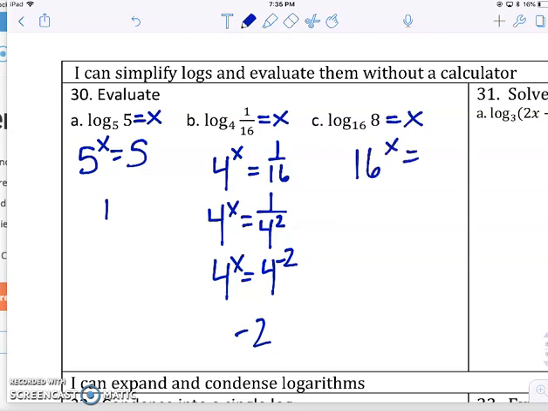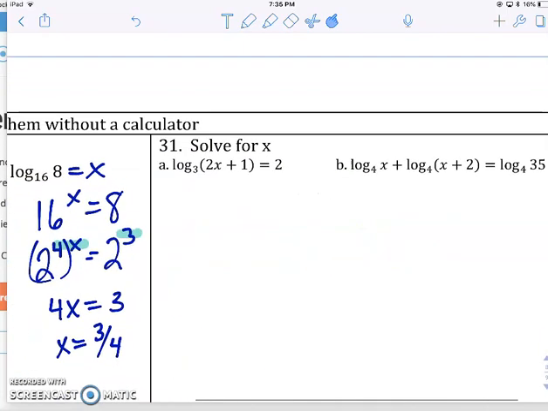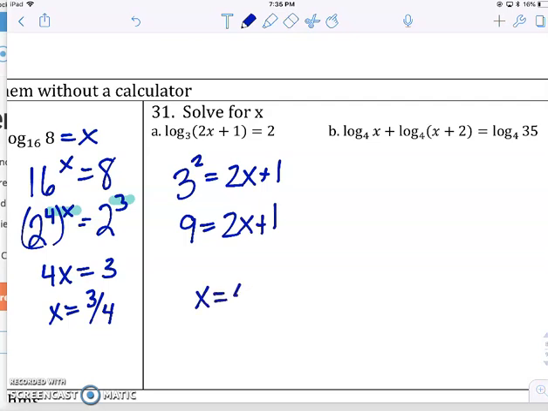And this one equals x. 16 to the x equals 8. Same bases, so this is 2 to the 4th to the x power. 2 to the 3rd, so 4x has to equal 3. So x equals 3/4. Solve for x. So if we turn this into an exponent, 3 squared equals 2x plus 1. So 9 equals 2x plus 1. So that means x has to be 4.